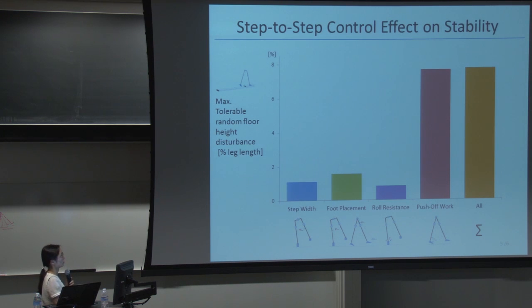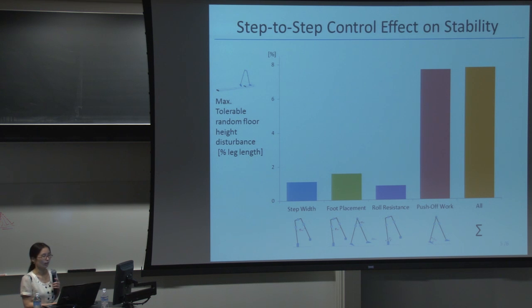This x-axis shows each step-to-step controller, and the y-axis shows the maximum tolerable random floor height disturbance. The blue bar shows the step width control result, and the green bar shows the foot placement control result, which is the combination of step width and stem length control. The purple bar shows the ankle roll resistance control result, and the red bar shows the push-up work control result. We also controlled all parameters once a step, which is shown as an orange bar.